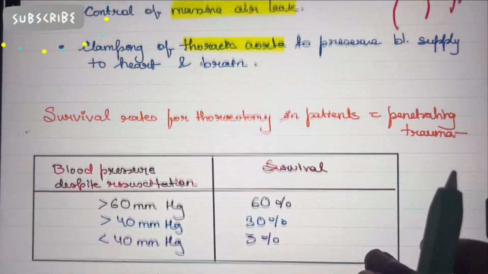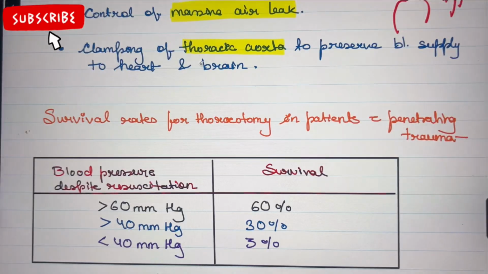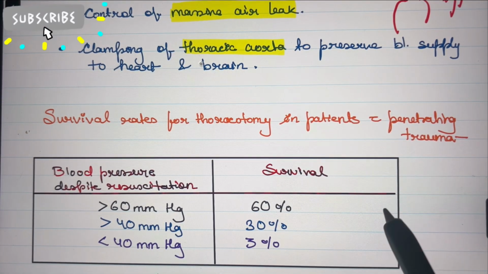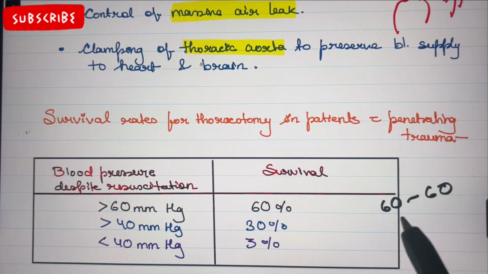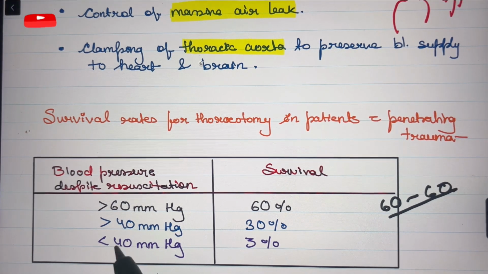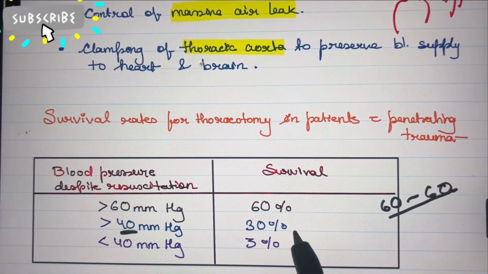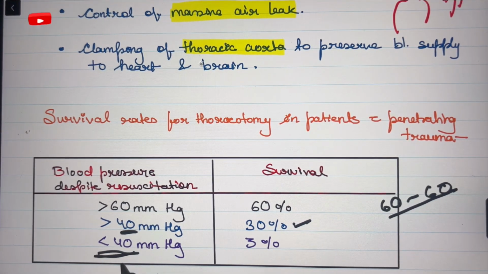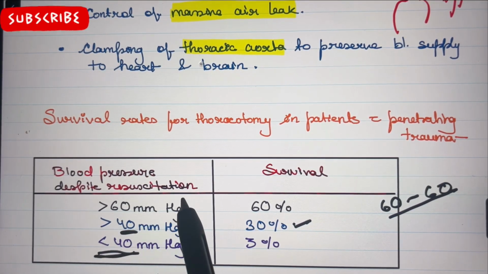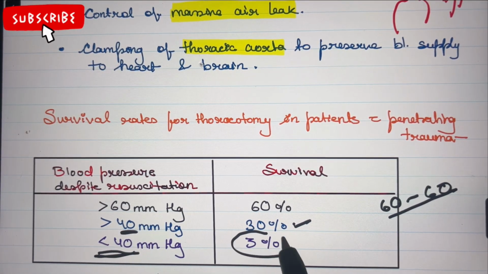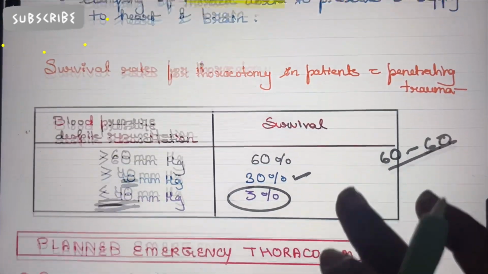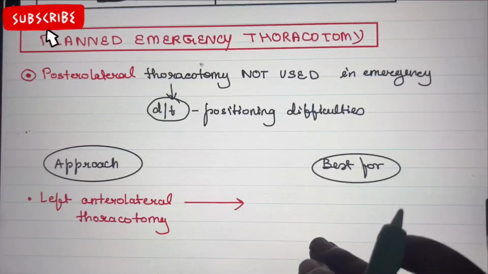Now survival rate depends on the blood pressure. If the blood pressure is more than 60 mm of Hg, the survival rate is 60%. Just remember 60 to 60. 60 mm of Hg, 60%. If it is more than 40, then the survival rate is still 30%. If SBP is less than 40 mm of Hg despite resuscitation, then the chance of survival is only 3% in the patient. So remember this chart.